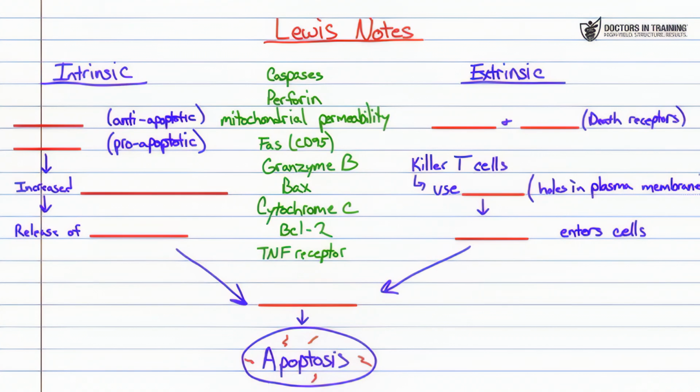So we're going to do a matching game, and you'll see me do a lot of matching games throughout the course. So here we're looking at our intrinsic and extrinsic, and we boiled it down to the most important stuff, and we're going to do a matching game here. So let's start with the intrinsic pathway here.